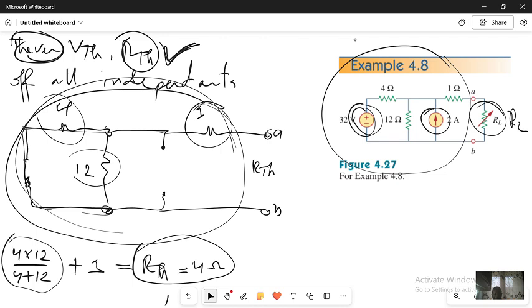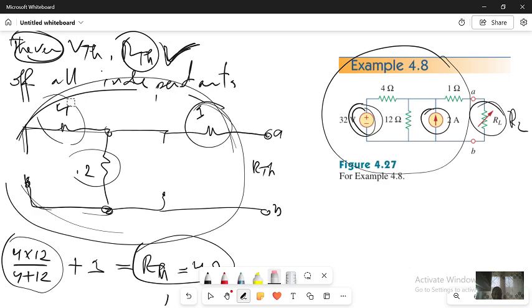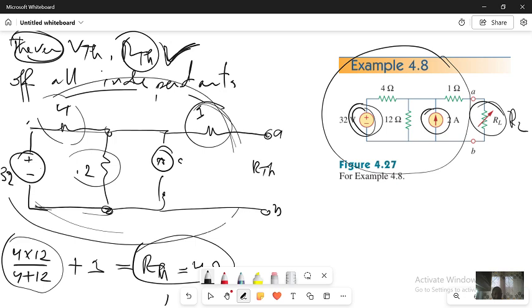To determine the value of VTh, I will come back and put all my independent sources. So I will have my independent source here, which is plus minus 32. Here I will have my current source, which is 2 ampere. Now, I will always open the load. This one is going to be my VTh, the voltage of this linear circuit.